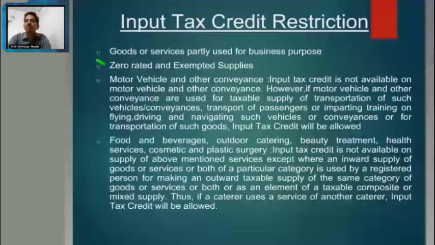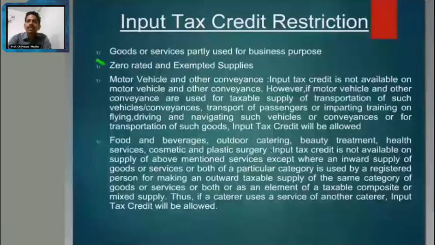Next is zero rated or exempted supplies. Now when I'm providing exempted products, then obviously my output is not taxable, and if my output is not taxable, can I take the input tax credit? No, because if output is not taxable, then ITC will not be made available. So what we need to consider is whether my supply of goods or services is a taxable supply. If it is not a taxable supply, then ITC is not available.